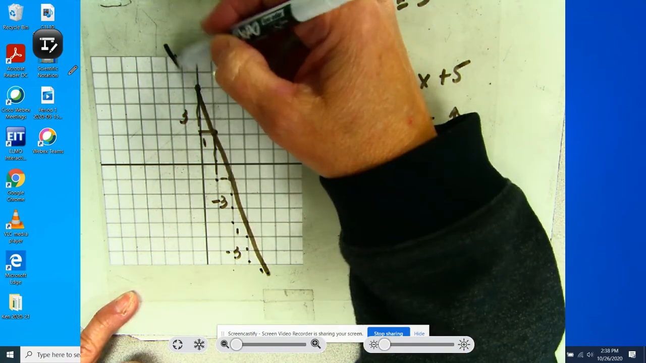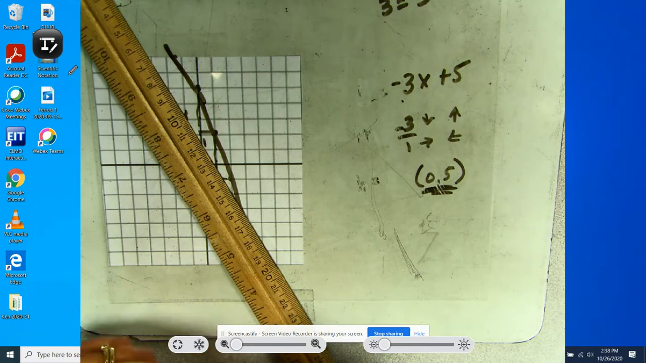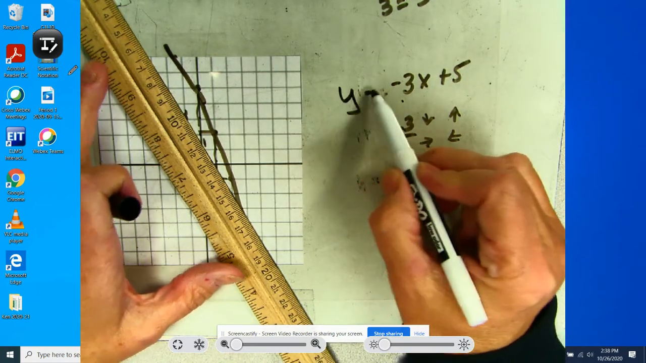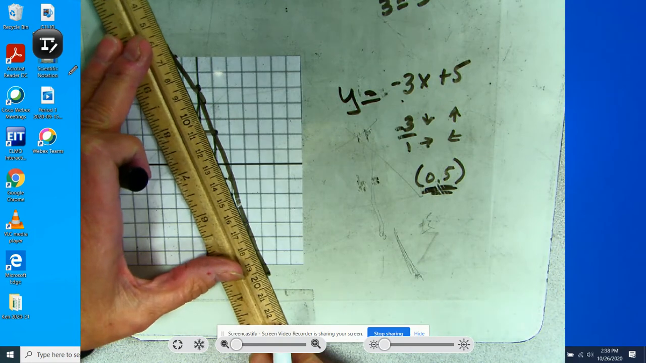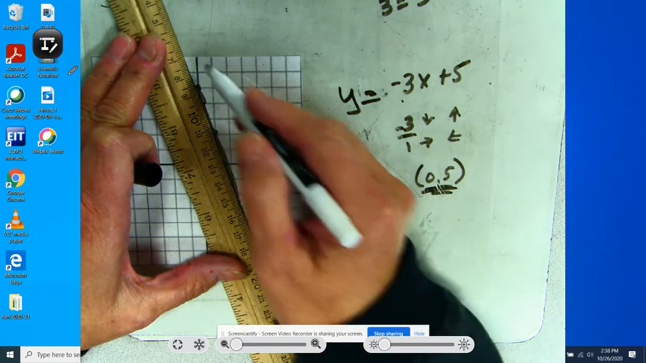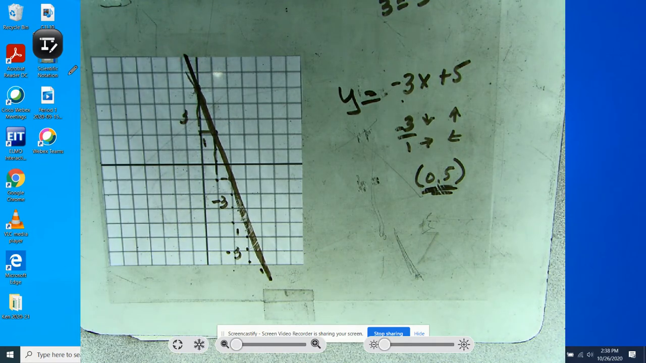preferably straighter than I just did, you have a line that represents this equation, which is y equals, I just erased it with my hand, I'm sorry. I'd like to do that a little straighter. I really don't like when I go crooked, sorry. There's the line, and that's how you graph.